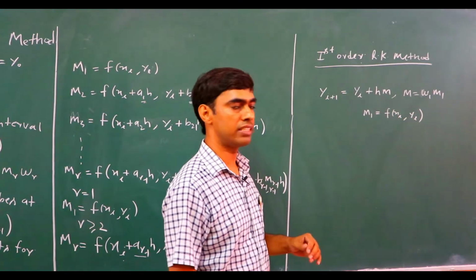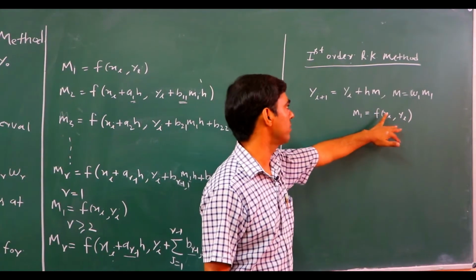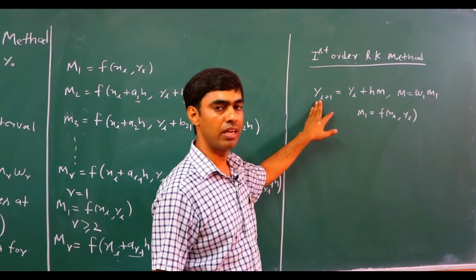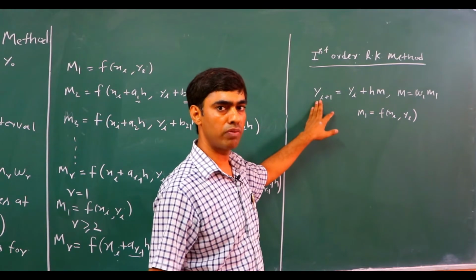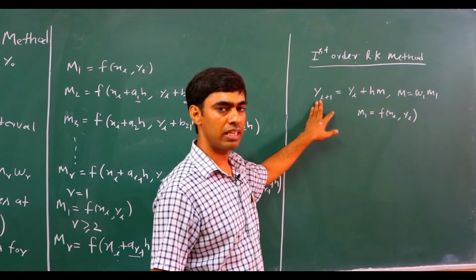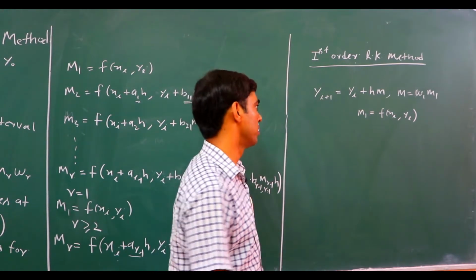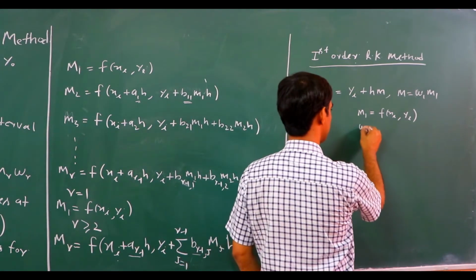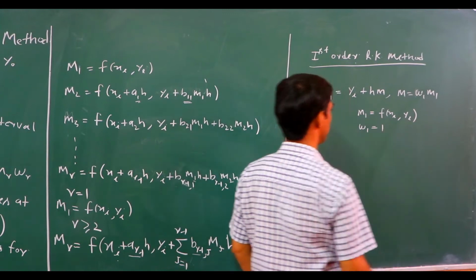Because this is a single step method, with the help of xi and yi we move to xi plus 1 and yi plus 1. And with the help of xi plus 1, yi plus 1, we move to xi plus 2 and yi plus 2. So what is the value? Obviously the weight is 100%, so what is the value of W? W1 is what?